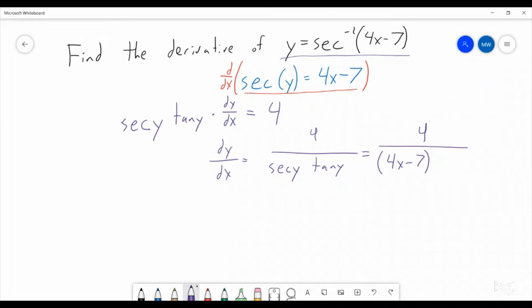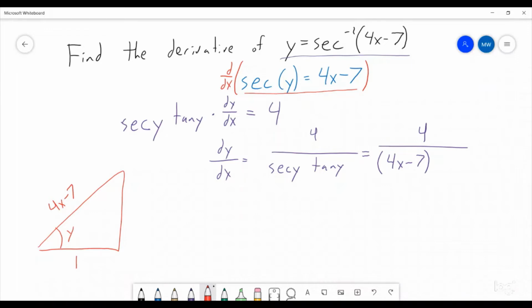Well, here's where we're going to go back to early trig stuff, and we have this sort of triangle thing. We know that we have some angle, y, and we know that secant of y is 4x minus 7. Well, what is secant? Secant is 1 over cosine, and cosine is adjacent over hypotenuse, so that means that secant is hypotenuse over adjacent. So the ratio of our hypotenuse to our adjacent side has to be 4x minus 7. So if we label the hypotenuse as 4x minus 7, then the adjacent side is going to be a 1, and now we need to know what's the opposite side.